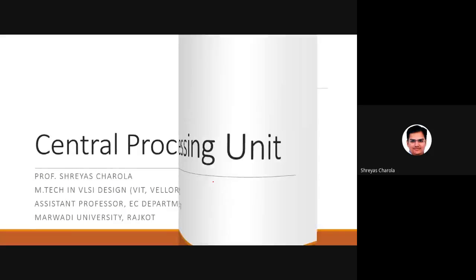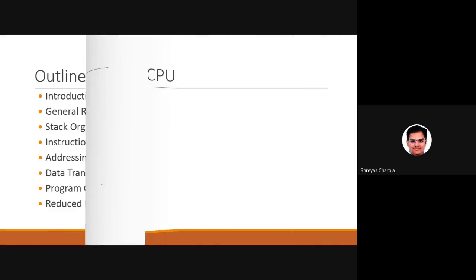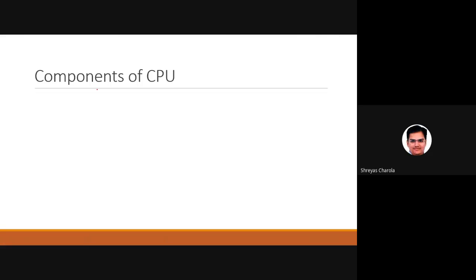Okay, fine. Starting today in this chapter, we are going to discuss the introduction, general purpose organizations, stack organizations, instruction format, addressing modes, data transfer and manipulation, program control, and the reduced instruction set computer. So to start with, the components of the CPU. What does the CPU consist of?